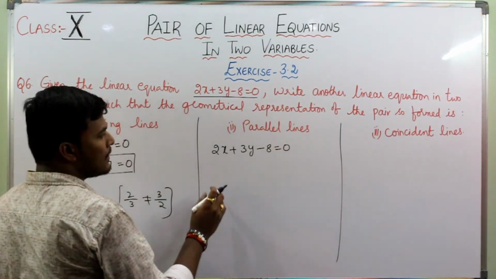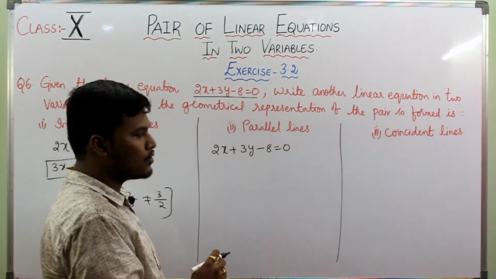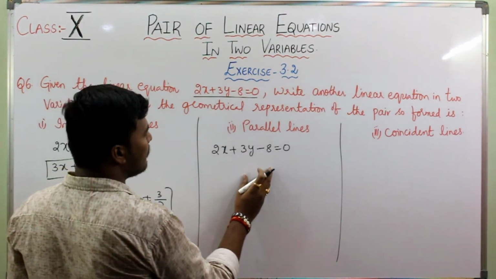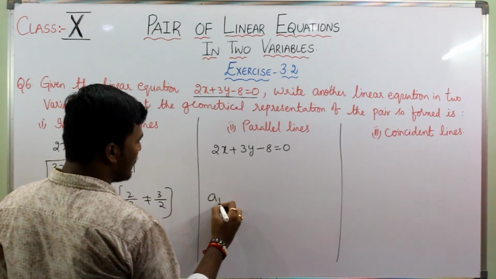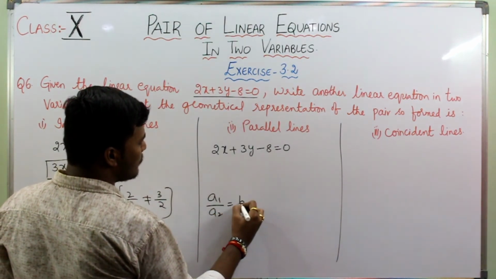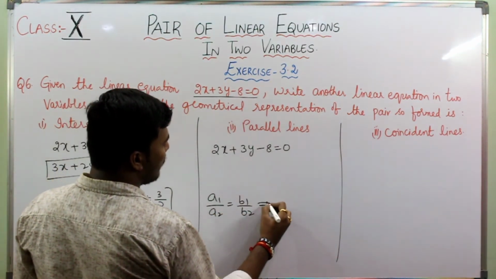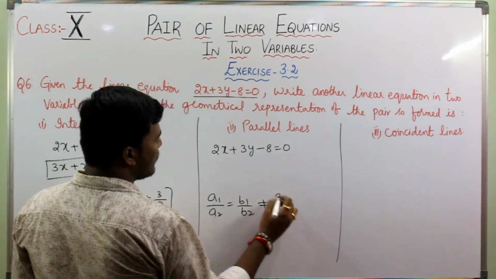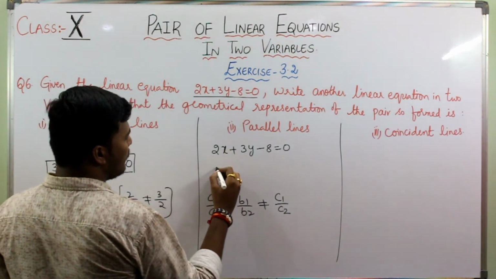So parallel lines are nothing but a1 by a2 is equal to b1 by b2 but not equal to c1 by c2. What is the condition? a1 by a2 is equal to b1 by b2 but not equal to c1 by c2. So let us write the same coefficients.